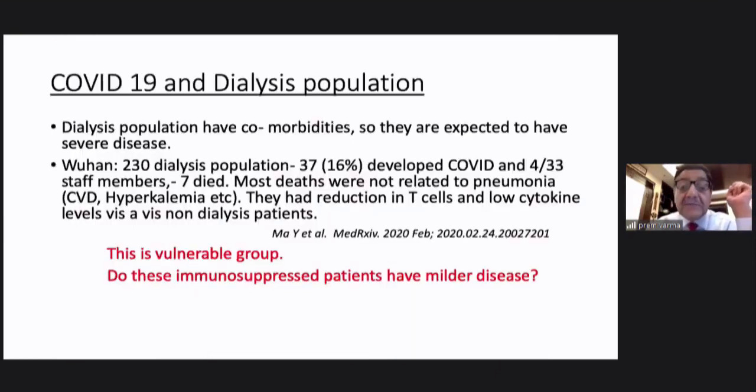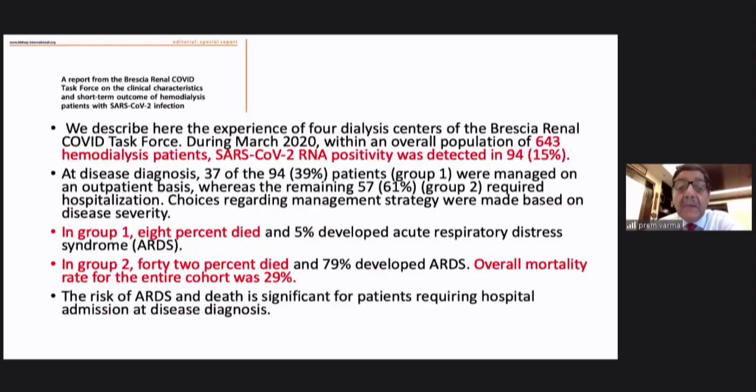If you look at chronic kidney disease, we know that the CKD population is a very vulnerable group. Initial data from China suggested that the disease in the CKD population is very mild. They found that out of one of the centers, 230 dialysis patients, 16% developed COVID, but fortunately there were 7 deaths not related to COVID. But when you look at the Brescia data, you find clearly that among CKD patients who get hospitalized for COVID, a large percentage of them, 29%, are going to die.